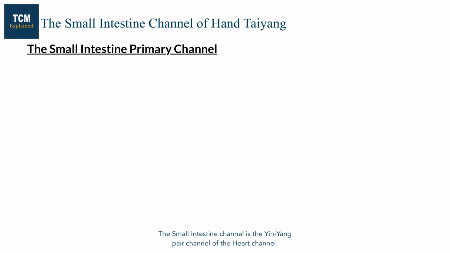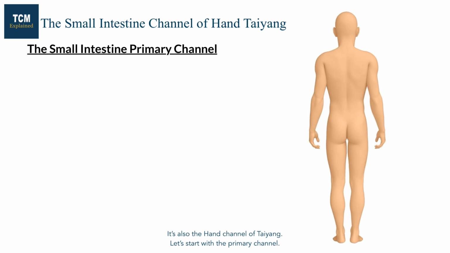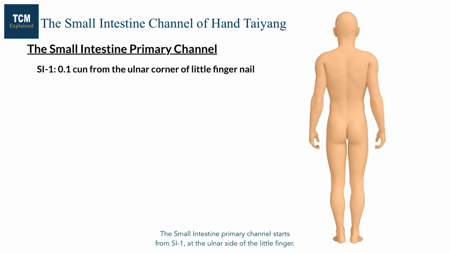The small intestine channel is a yin-yang pair channel of the heart channel. It's also the hand channel of Tai-yang. Let's start with the primary channel. The small intestine primary channel starts from SI1 at the ulnar side of the little finger.